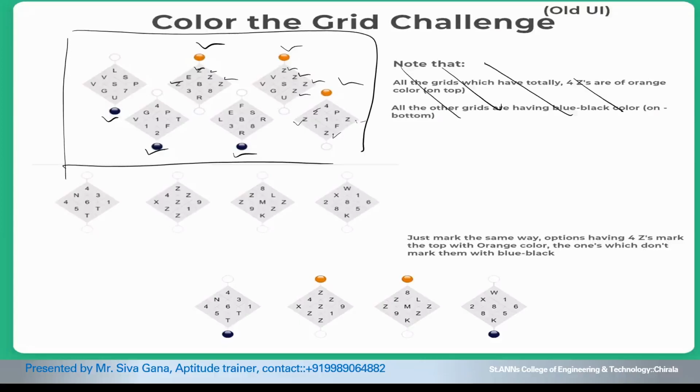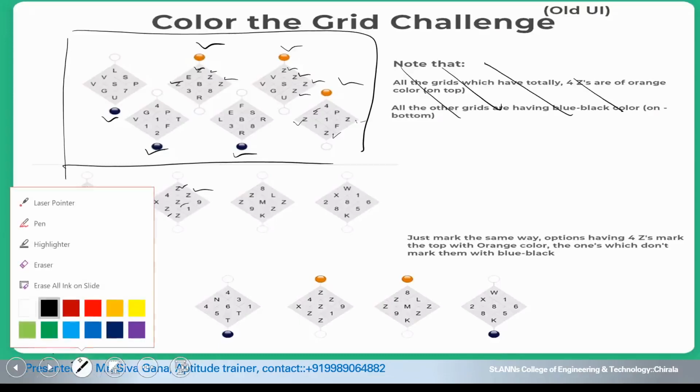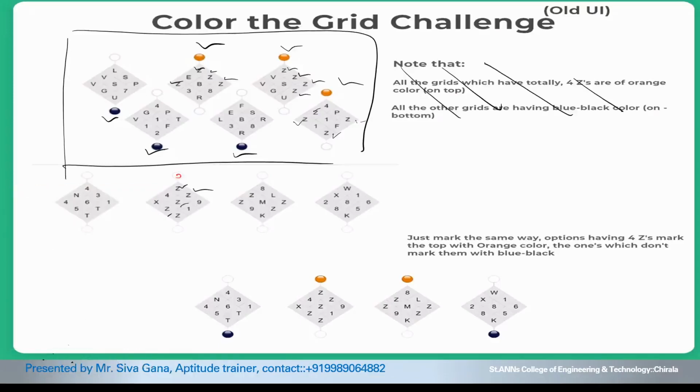Remaining is blue color. Now let us place it. Z, Z, Z, Z, right? Here orange. Let us take the orange color. You should fill with orange next to Z. Now top should be orange. Now here Z's are not there. Z's 1 2 3, 1 2 3 4 5 Z's. 4 Z's, 1 2 3 4.